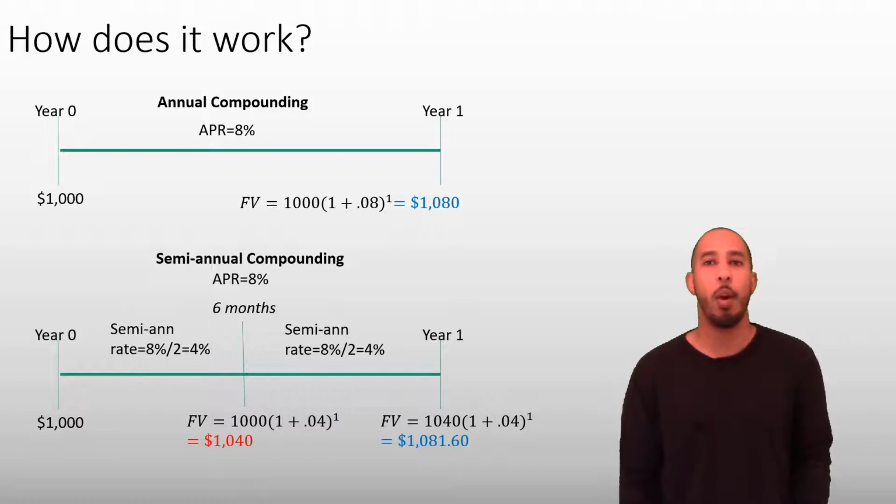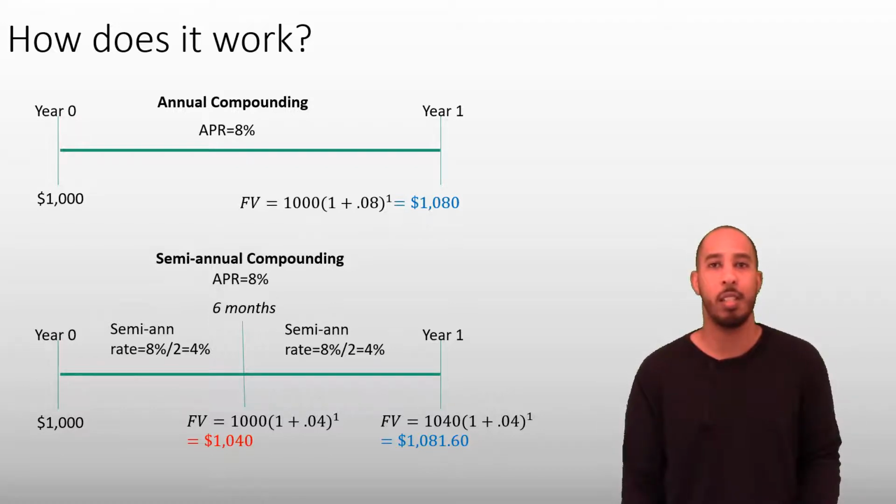If we broke this year up into quarters or months, we would have even more opportunities to earn interest on interest, and thus we would have a larger future value. Try it out yourself to check that it works out. Try this with monthly compounding or daily compounding, and you'll see the future value is going to get bigger and bigger.